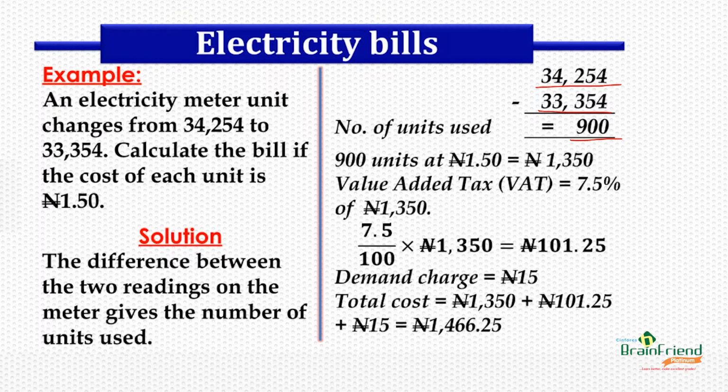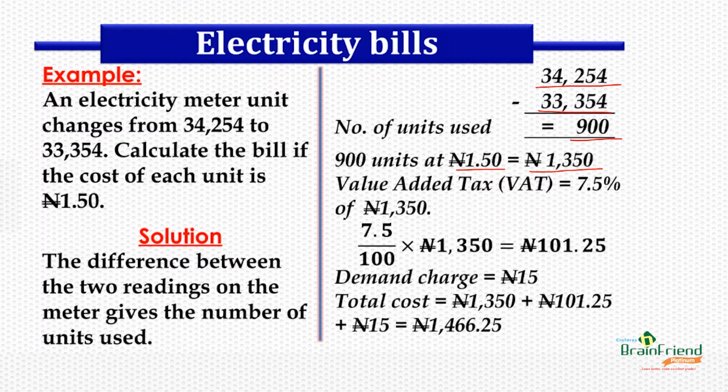Now we can go ahead to multiply 900 units by 1.50. That will give us a sum of 1,350 naira. This is the amount that should be paid by that customer. Of course, we have not included VAT and the demand charge.